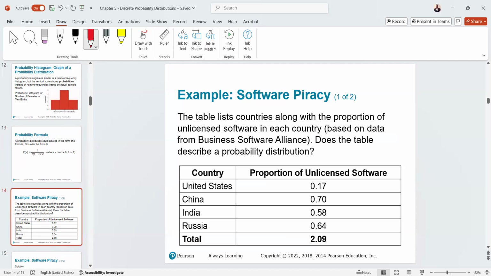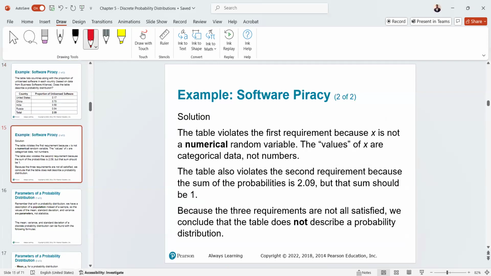The table lists countries along with the probability of licensed software in each country, based on data from the Business Software Alliance. There's a table describing a probability distribution. Do you think it's a probability distribution? No. Look at the first column. Those are not values of the random variable X. Those are countries. Those are words. So it's categorical. And also look at the total. It violates our conditions.